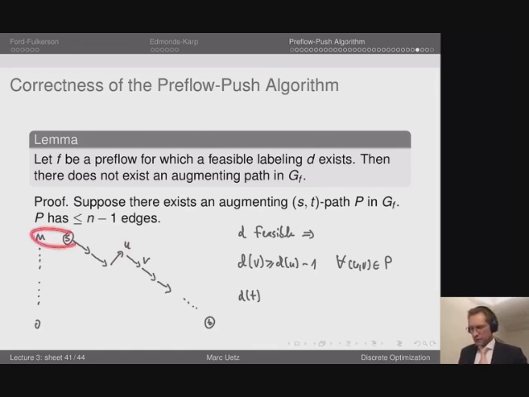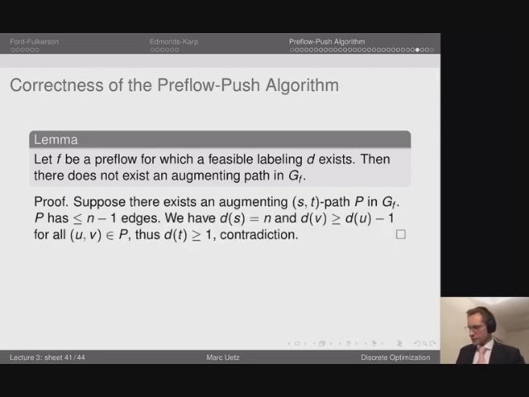We know that the label of the source vertex is n, and the length of the path is at most n-1 edges. Hence, because of this inequality, I immediately get that the label of t must be larger than or equal to 1. And that's a contradiction because a feasible labeling requires d of t to be equal to 0. So here is the summary of that argument in writing.